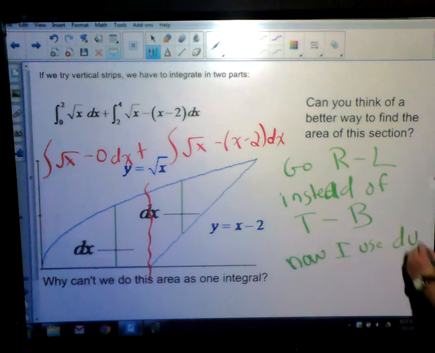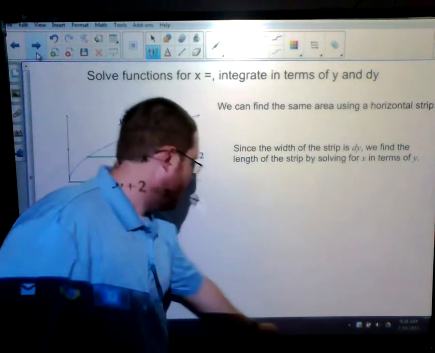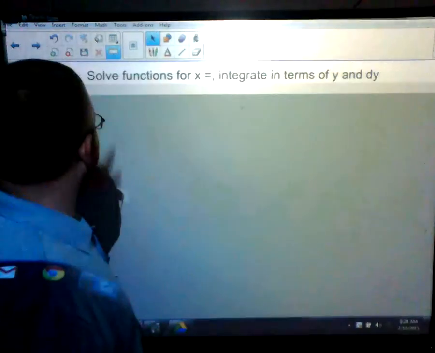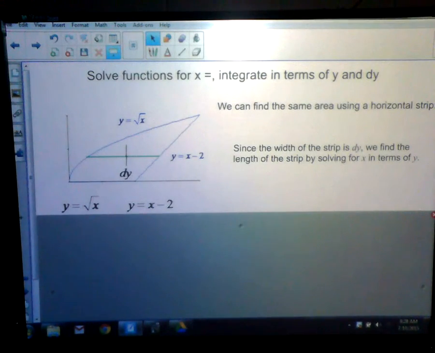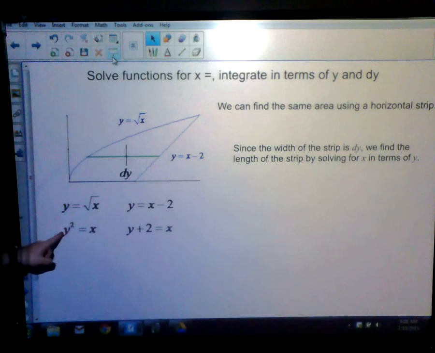Now, I use dy. I don't want x's anymore. I want y's. Because I'm going sideways, I want to use only y's. What do I mean by use the y's? Well, let's think about it. Those are my two equations. Is there any way I can rewrite them so that they're x equals something with a y in it? Yeah, that's easy. This is y squared. This is y plus 2.